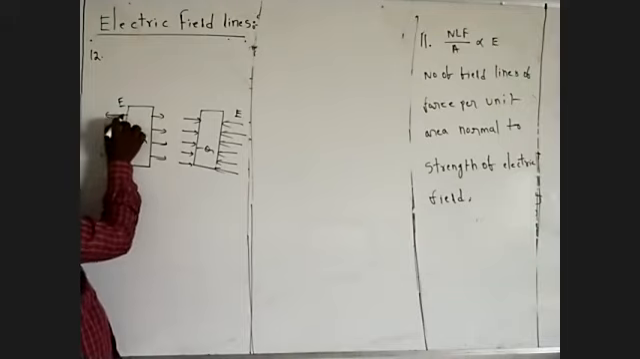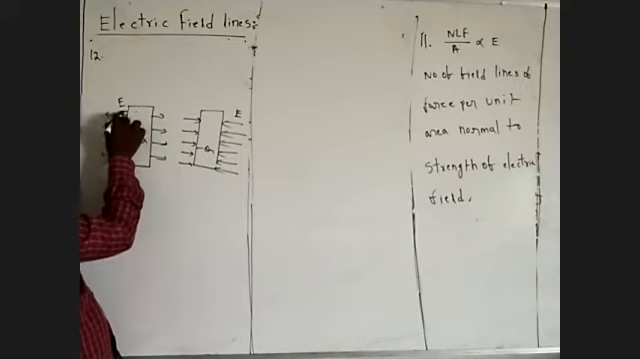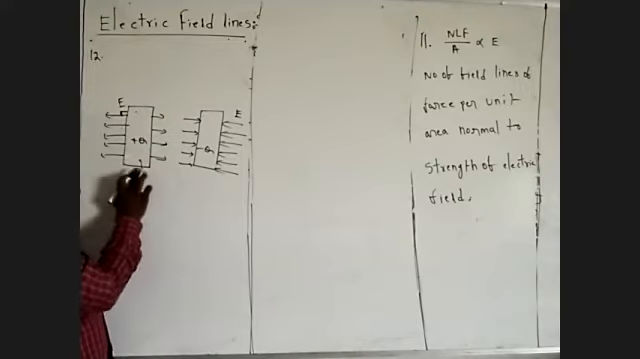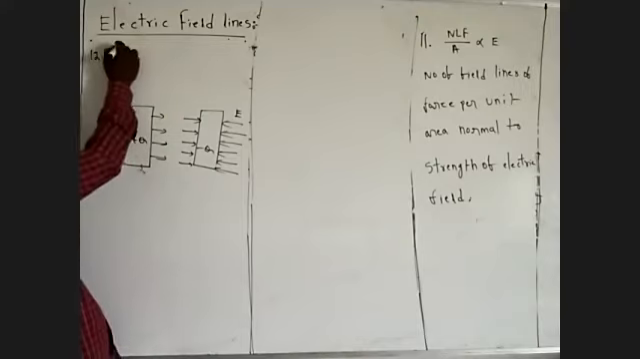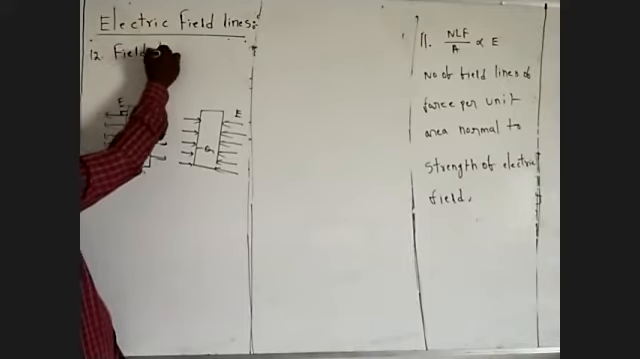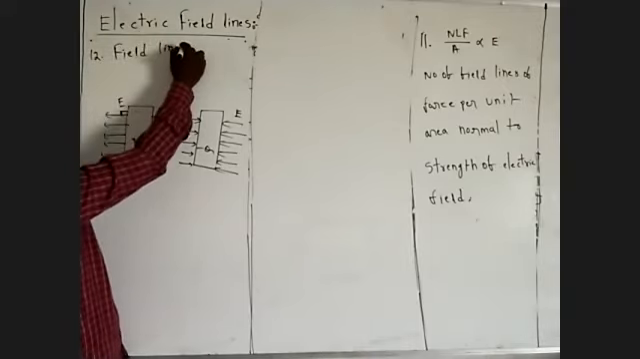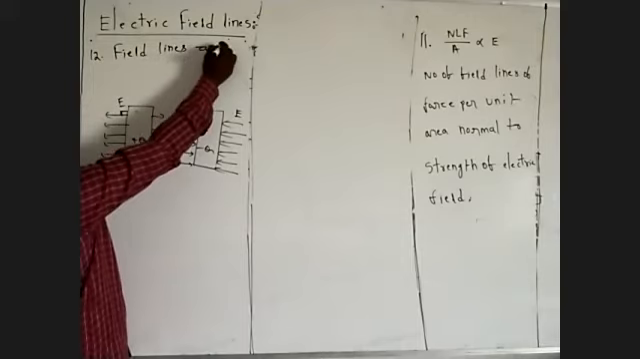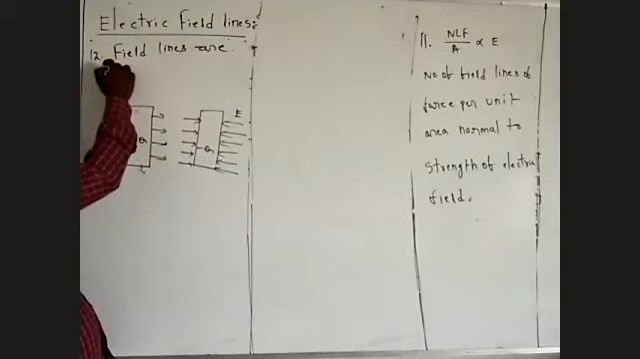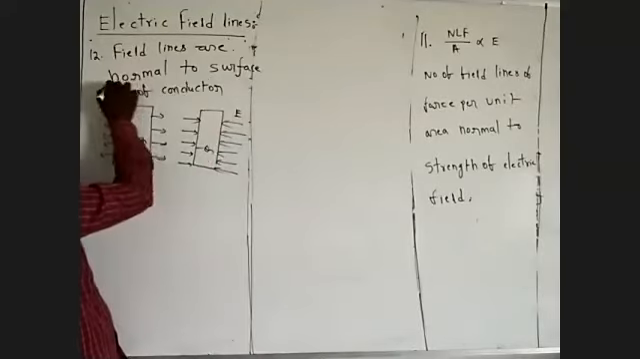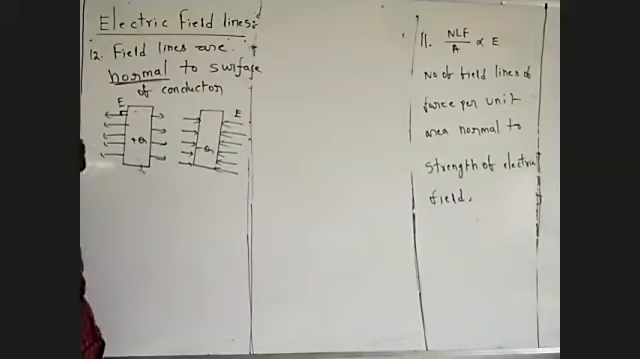The direction of electric field lines at the surface of the conductor makes an angle of 90 degrees. The angle between them is 90 degrees. This is the surface of the conductor. Field lines are normal to the surface of the conductor. This is very important.